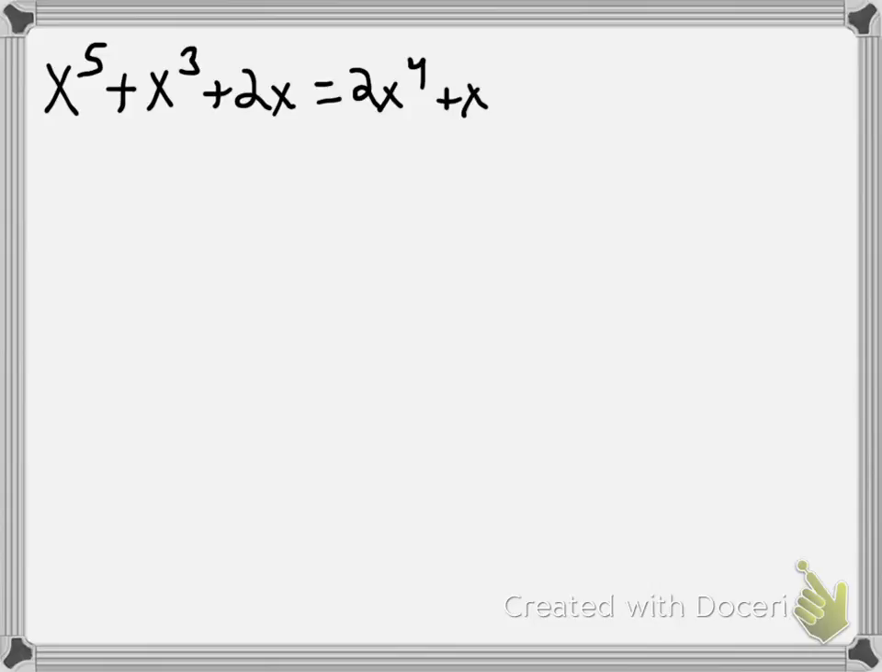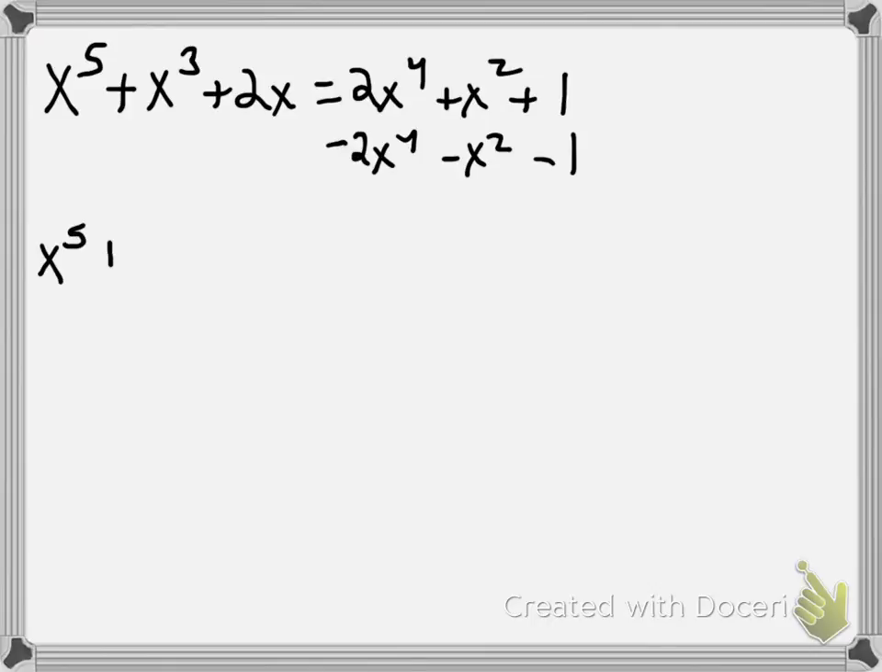The problem is this: x to the 5th plus x cubed plus 2x equals 2x to the 4th plus x squared plus 1. And so what I always like to do when I have a big long polynomial like this is I like to put it in standard form. So I need to subtract 2x to the 4th, subtract x squared, and subtract 1 from each side. And so that gives me this big long polynomial.